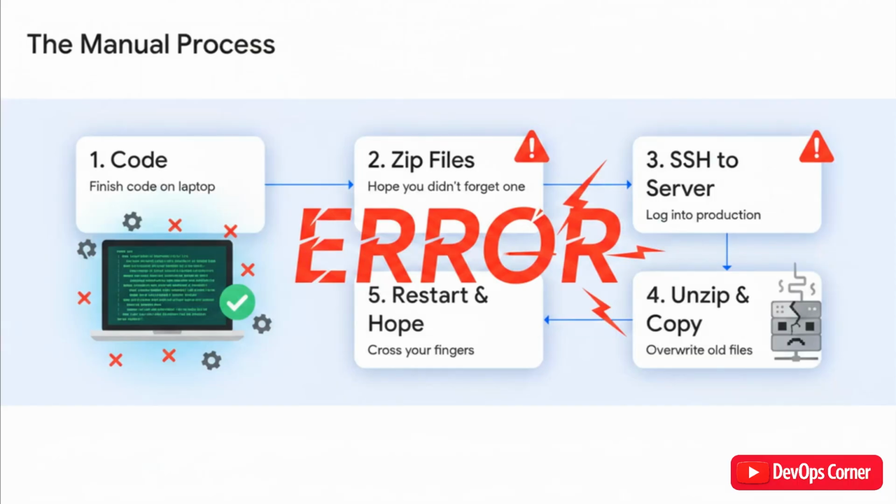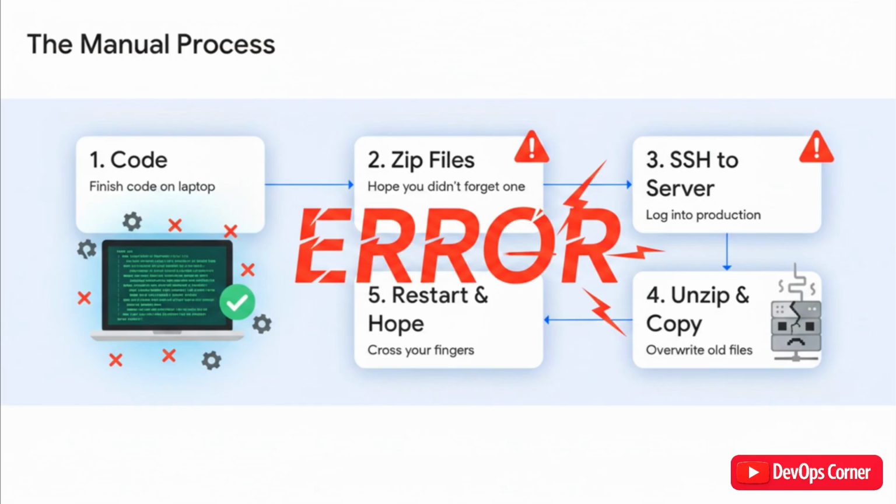So let's really walk through this manual process, because to understand the solution, you have to feel the pain. It usually looks something like this. First, you finish your code on your laptop. Great. Then you manually zip up the project files, and you get that nagging feeling in the back of your head. Did I forget a config file? Did I actually include the latest changes? You open up a terminal, you SSH into the production server, then you have to upload that zip file, unzip it, and very carefully copy the new files into the right directory, overriding the old ones. Finally, you restart the web server and you just hope.